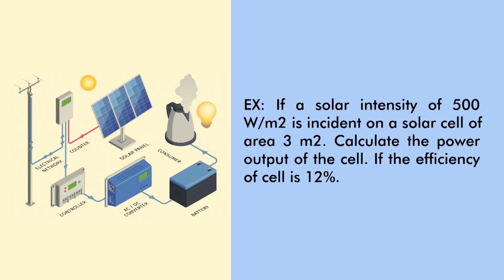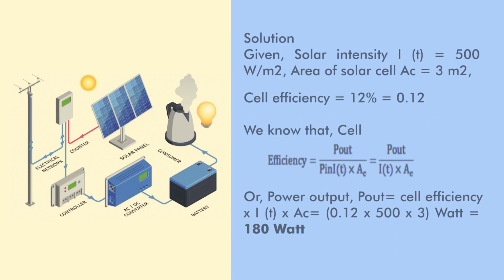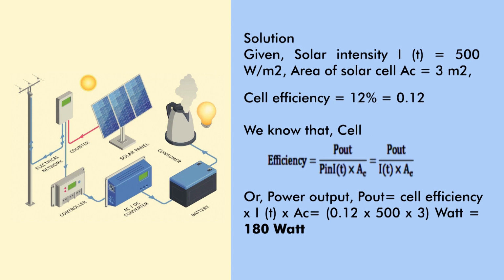Now we can take one more example with different parameters. If solar intensity of 500 watt per meter square is incident on a solar cell of area 3 meter square, you have to calculate the power output of the solar cell, if the efficiency of the solar cell is given. Just note down what parameters are given. Solar intensity IT is 500 watt per meter square, the area of the solar cell is 3 meter square, and the solar cell efficiency is given as 12%.